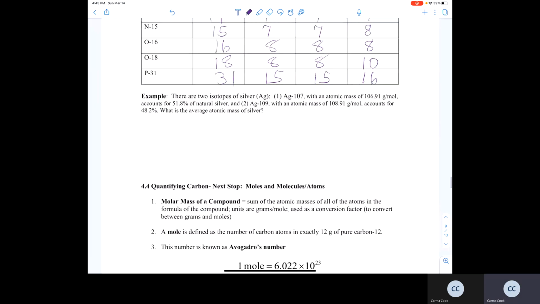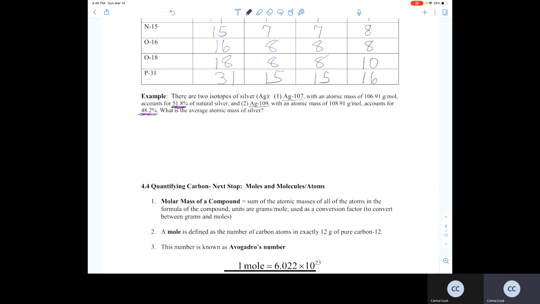So in the next example, we have two isotopes of silver. Silver has the symbol capital A, lowercase g. So silver 107, it has an atomic mass of 106.91 grams per mole. So silver 107, mass number is 107. And of all the silver in the Earth, silver 107 makes up 51.8% of all of the natural silver that's in the Earth. And then the second isotope, silver 109, with atomic mass 108.91 grams per mole, accounts for the other 48.2% of all silver that exists in the Earth's crust.